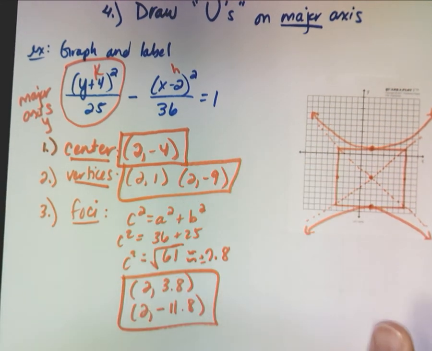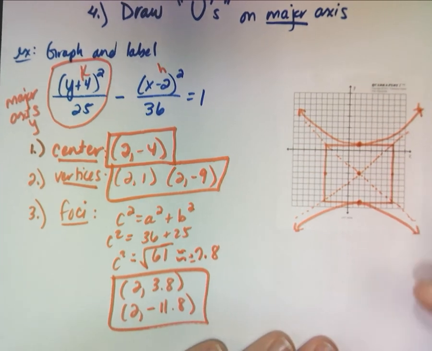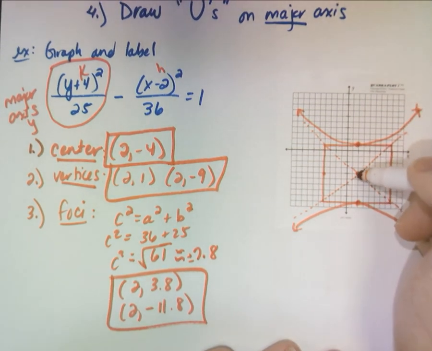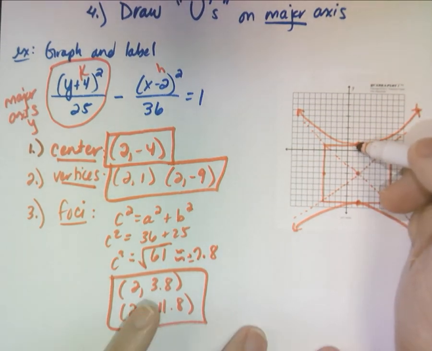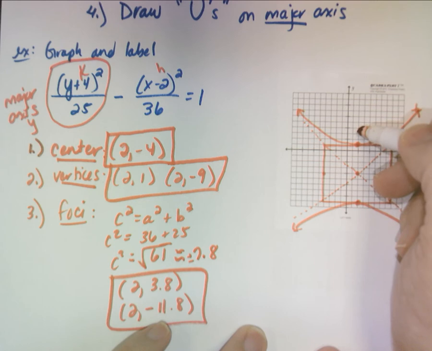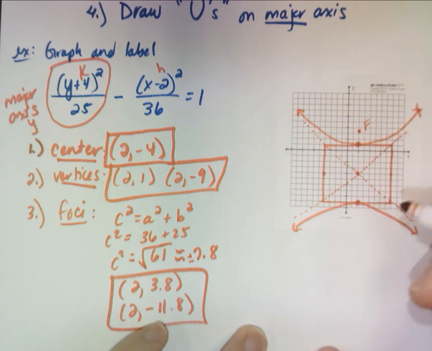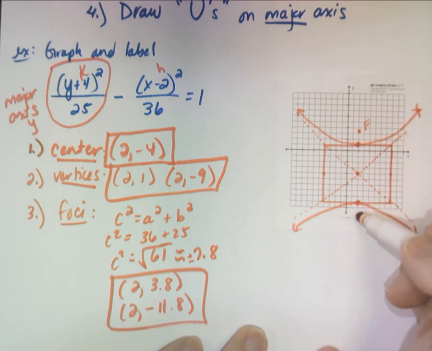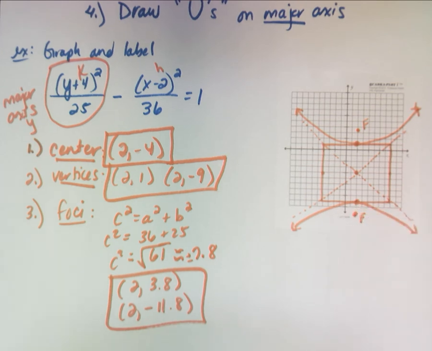Those are your vertices. So let's graph that just to see that we're right. Here's 2, 1, and we go to 3.8, which would be right about here, 3.8. There's a foci. And then 11, and unfortunately it goes off my grid because this is a 10, 11.8, negative 11.8 right down here. And there are the foci.